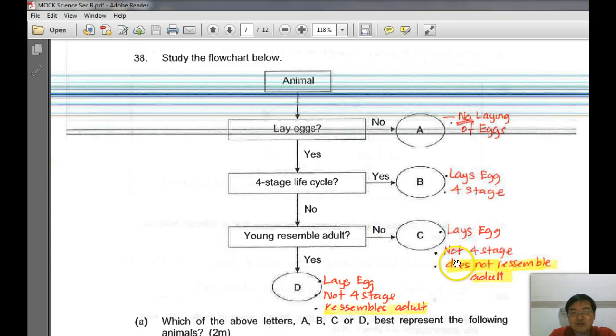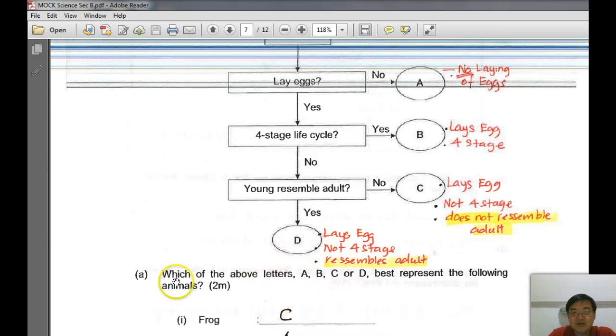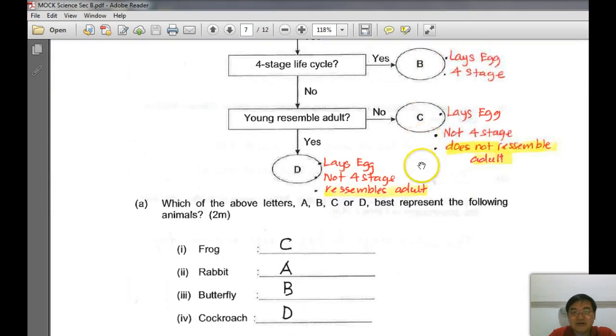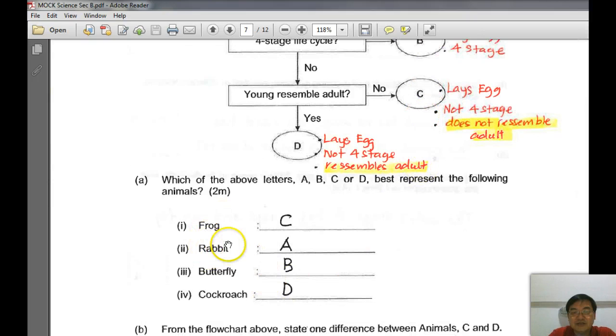No. So quickly put, it does not resemble the adult. Over here, yes, it resembles the adult. Now, which of the following A, B, C, D, E best represent the following animals? Let's take a look at A, no laying of eggs. Which one? Obviously it's the rabbit, the mammal, the rest lay eggs.